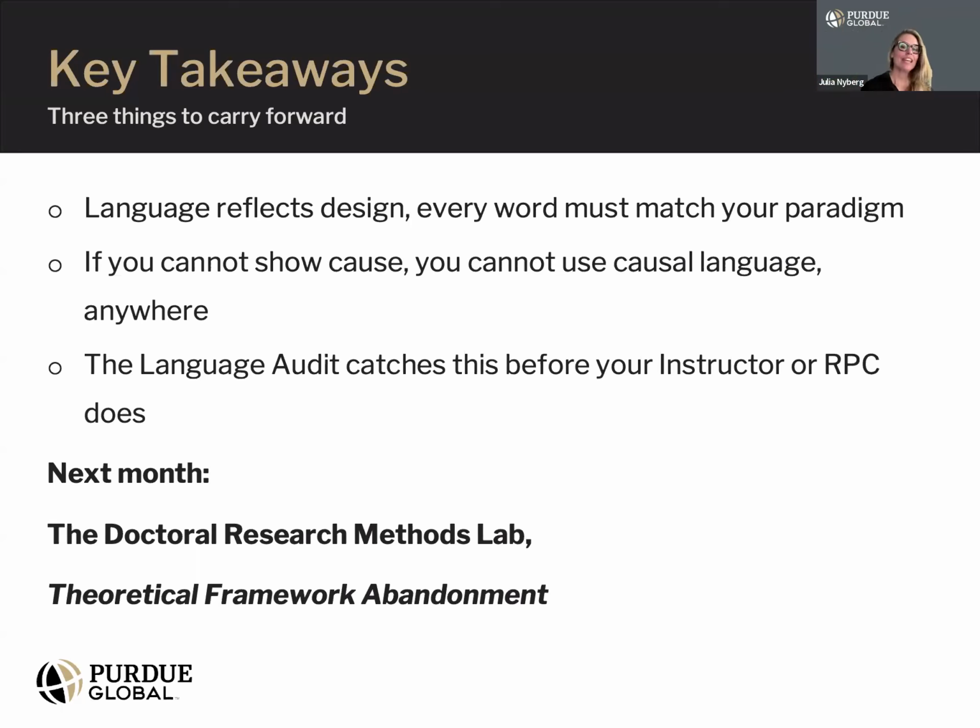Number 2, if you cannot show cause, if your design is descriptive, correlational, or qualitative, then you cannot use causal language anywhere in your applied research project. Not in chapter 1, not in chapter 4, not in chapter 5, not once. Number 3, the language audit is your tool. Run all 5 checks on every chapter before submission. If I were a student in this program, that's what I would be doing. This is how you catch misalignment before misalignment catches you.